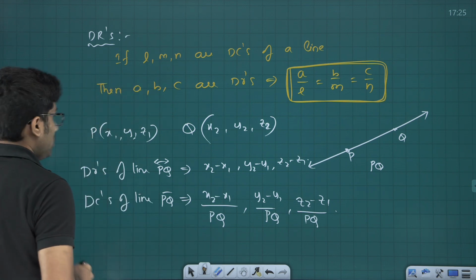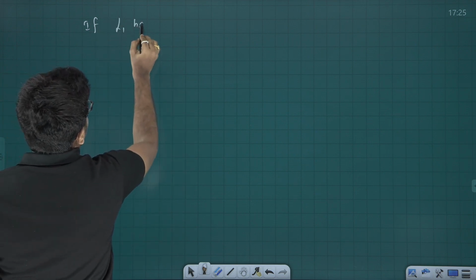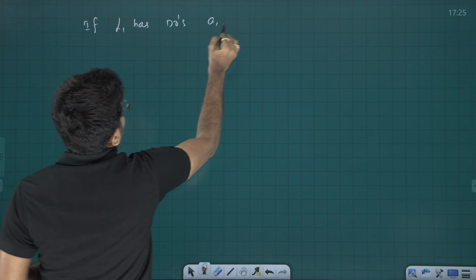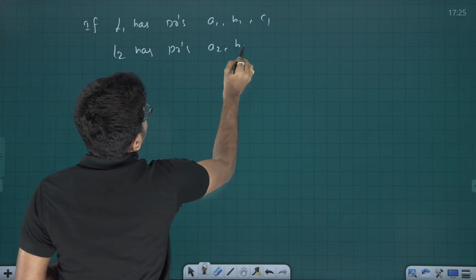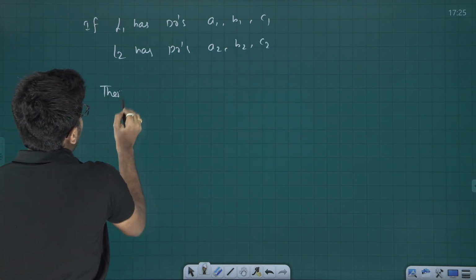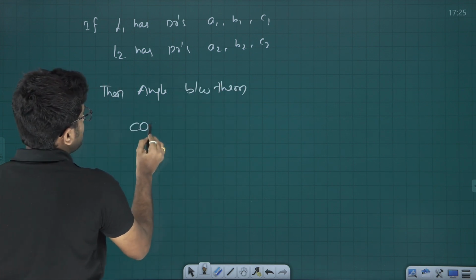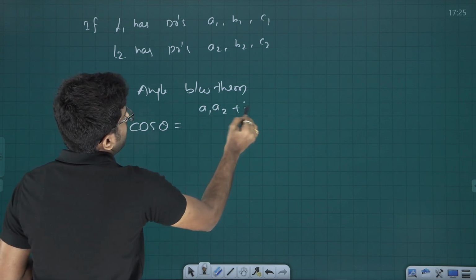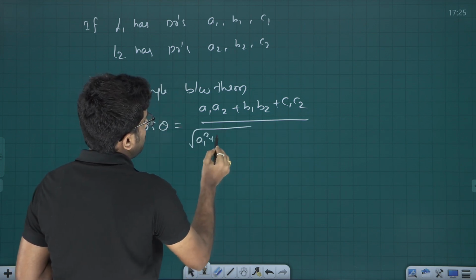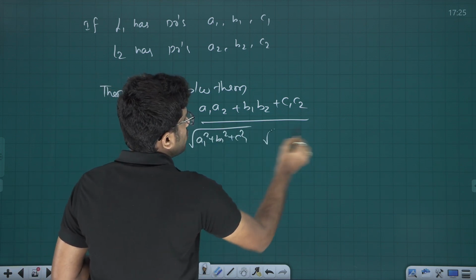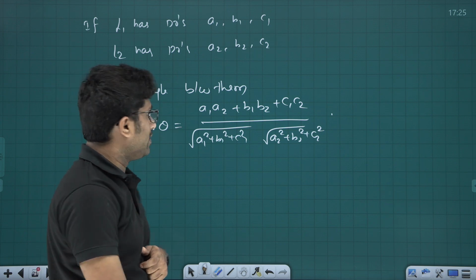Next, one more important thing. If line 1 has DRs A1, B1, C1, and line 2 has DRs A2, B2, C2, then the angle between them will be cos theta equal to A1A2 plus B1B2 plus C1C2 divided by square root of A1 square plus B1 square plus C1 square into square root of A2 square plus B2 square plus C2 square. So this is how we find the angle between two lines, friends.